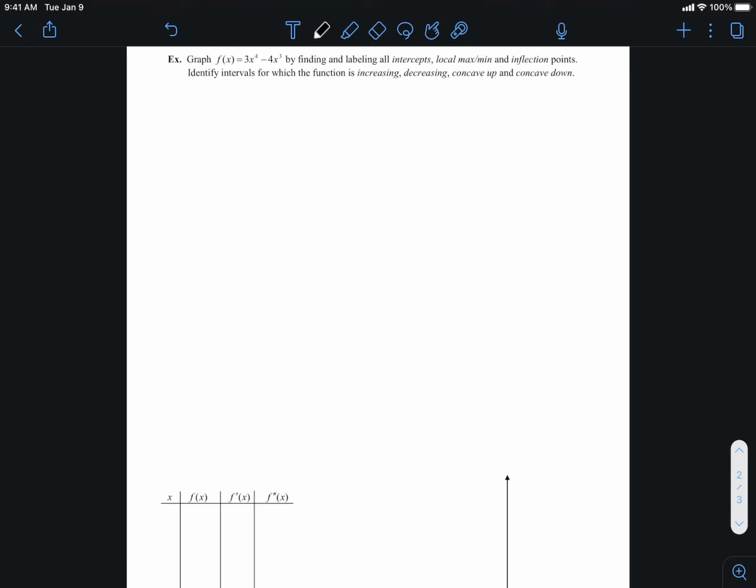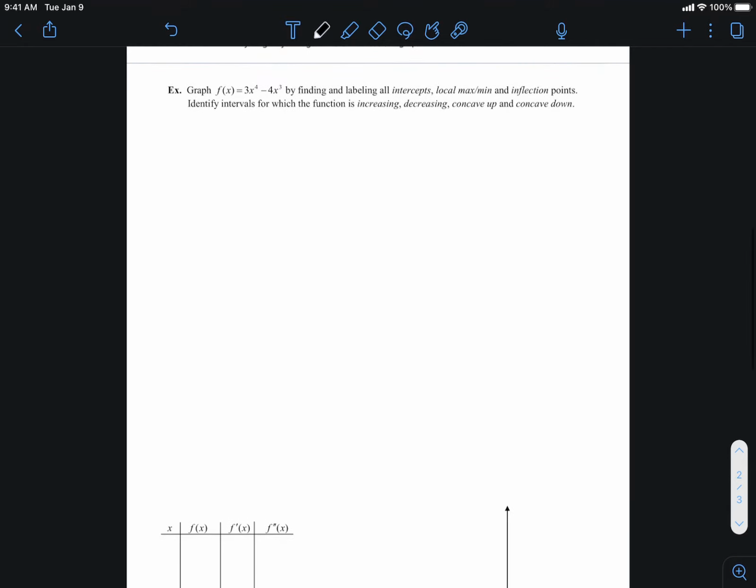So if we were to look at this right now, as it stands, this function f of x, okay, we want to graph this thing, label all x-intercepts, local max min, inflection points, etc. Okay, but we want to identify the intervals for which the function is increasing, decreasing, concave up, and concave down. That's what this stuff's going to tell us, right? When you start seeing words like that, you know you're finding the derivative and second derivative, okay?